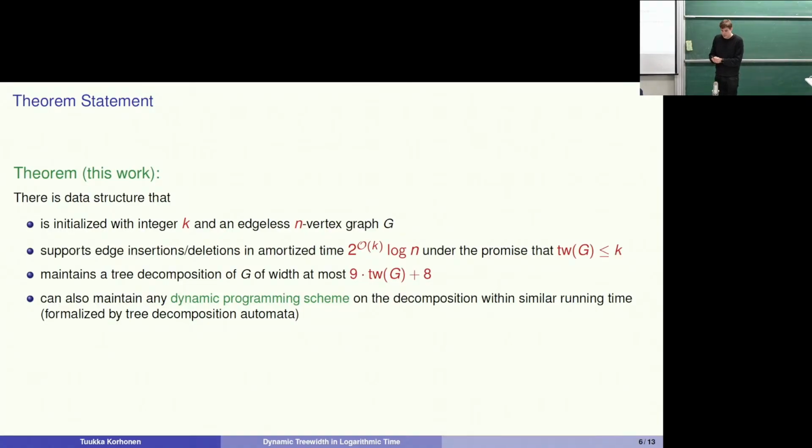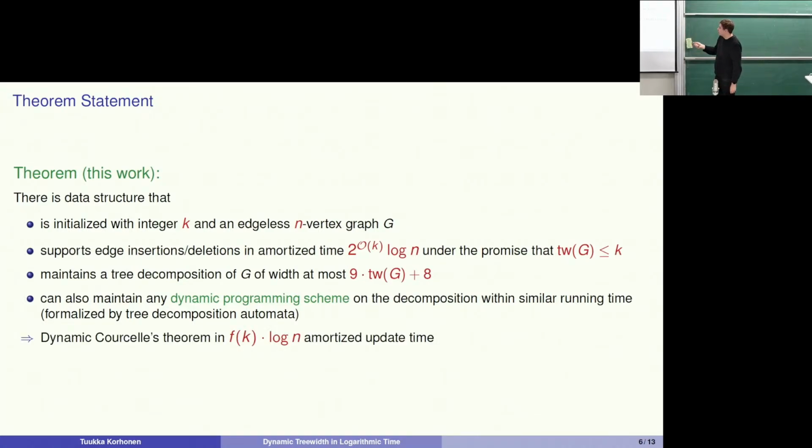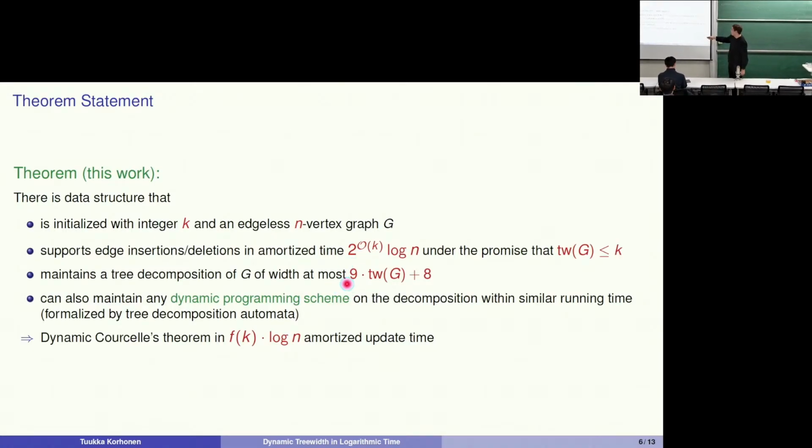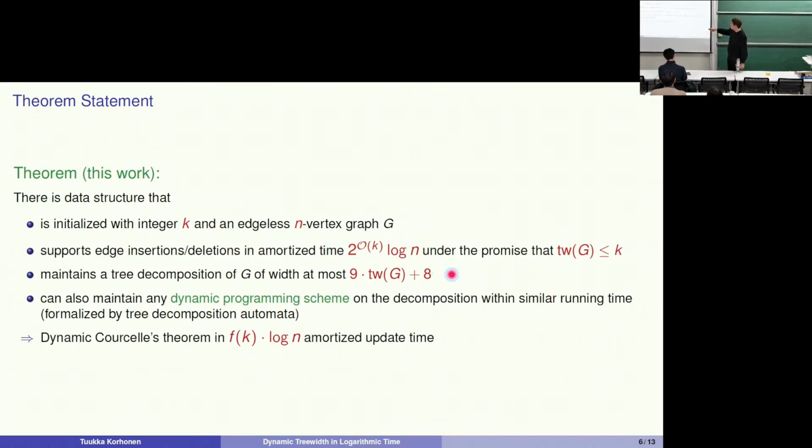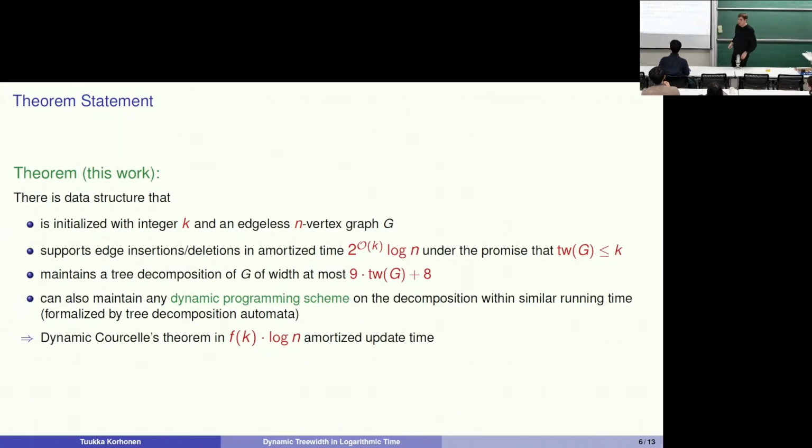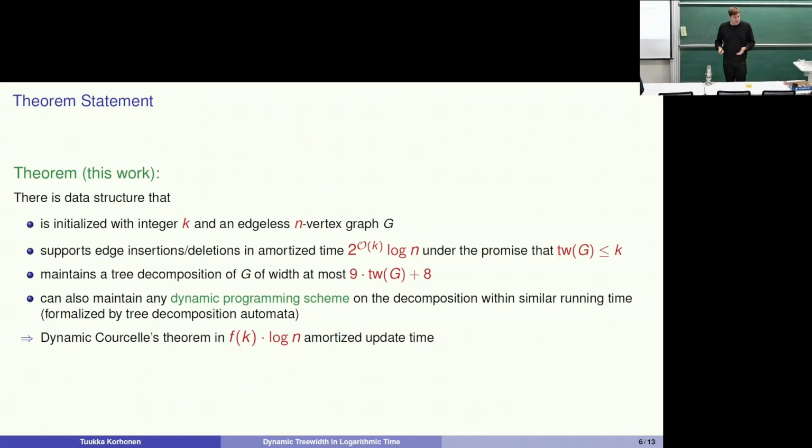Tree decomposition automata is just a description of dynamic programming, describing how you can compute the state of a node based on the states of its children. You assume you have a binary decomposition, and then you give a description of how to combine states. So we get a dynamic Courcelle's theorem. An important thing is that the width of the maintained tree decomposition depends on the current tree width and not this upper bound k. So it always maintains an approximation to the tree width.